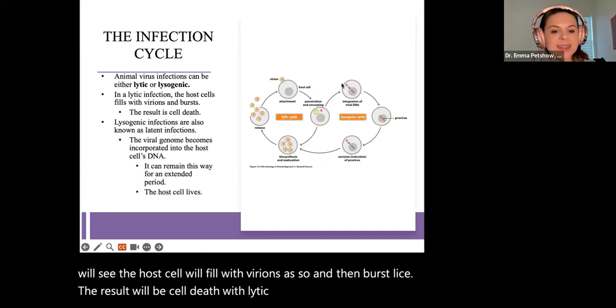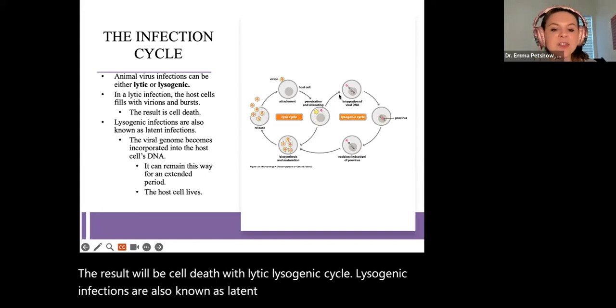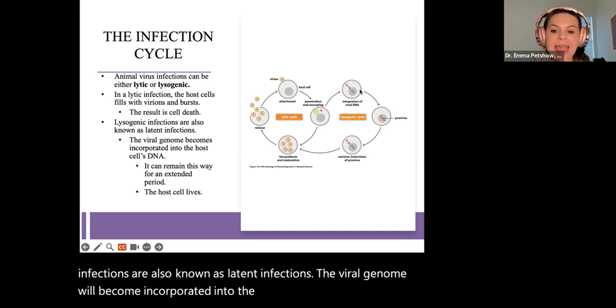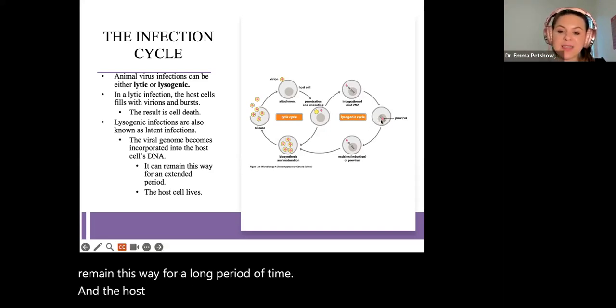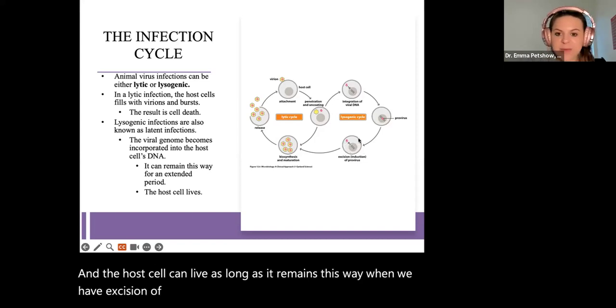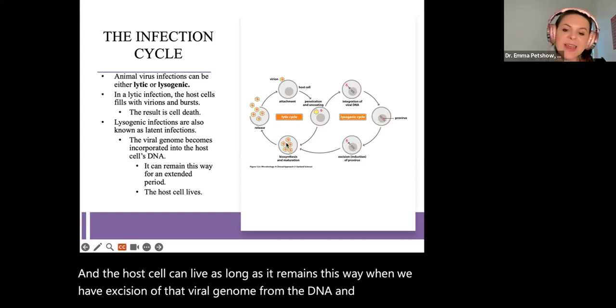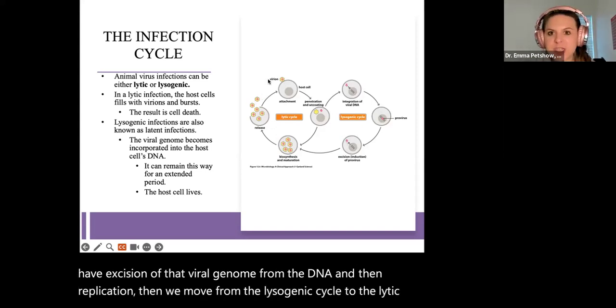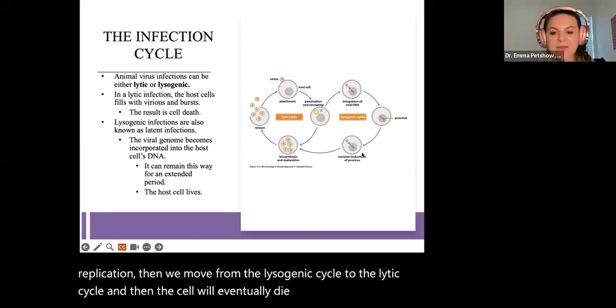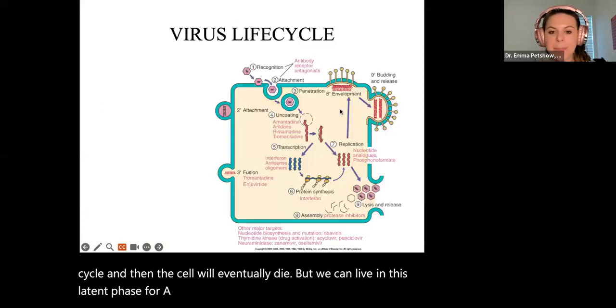Lysogenic infections are also known as latent infections. The viral genome will become incorporated into the host cell's DNA, and it can remain this way for a long, long period of time, and the host cell can live as long as it remains this way. When we have excision of that viral genome from the DNA and then replication, then we move from the lysogenic cycle to the lytic cycle, and then the cell will eventually die. But we can live in this latent phase for a long period of time.